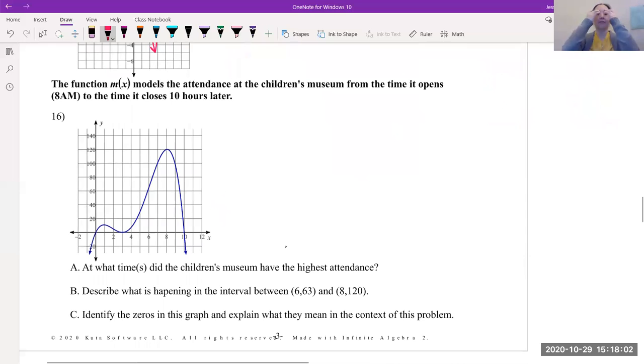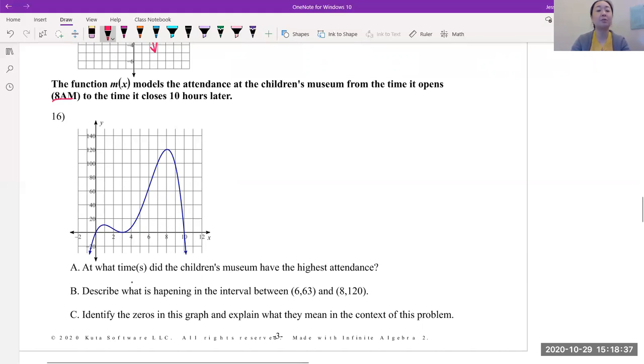16. Now 16 is different than all the other problems, but this is basically just reading graphs and interpreting them. All right, so here we go. The function m of x models the attendance at the Children's Museum. I don't know if you ever went to a Children's Museum, but it's kind of fun. So if you get older, get married, and have kids, go to a Children's Museum. I didn't even know that was a thing until I became a parent. I missed out on my childhood.